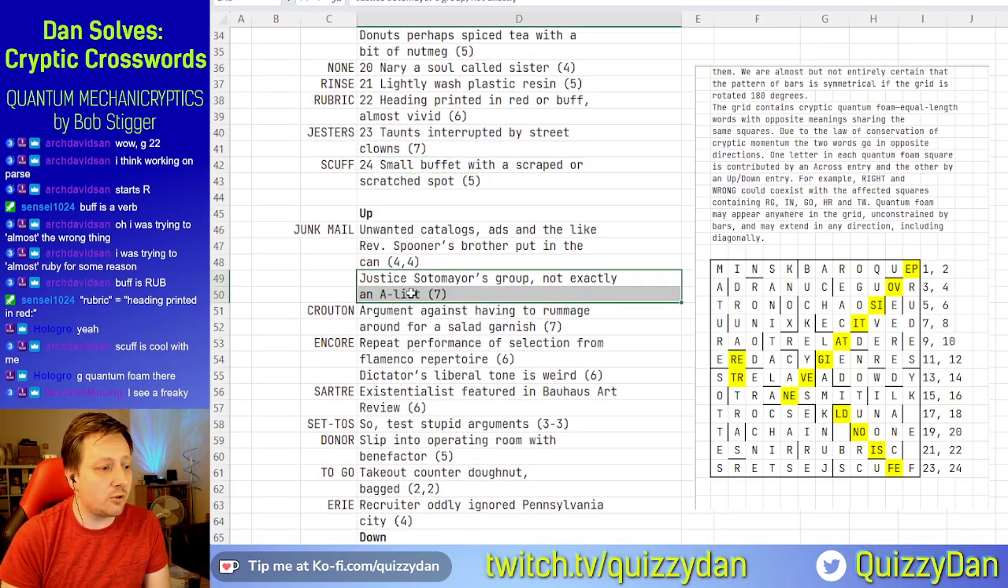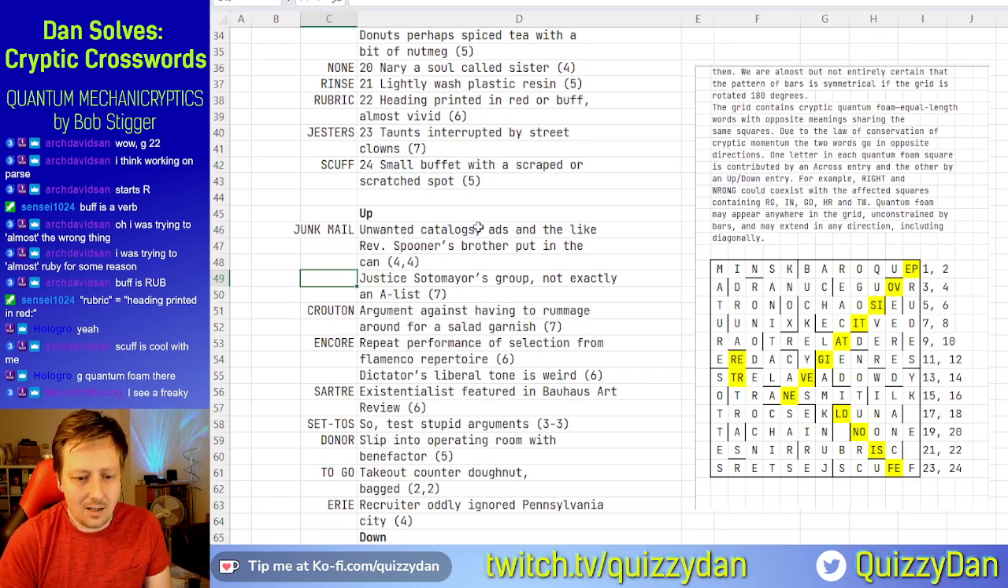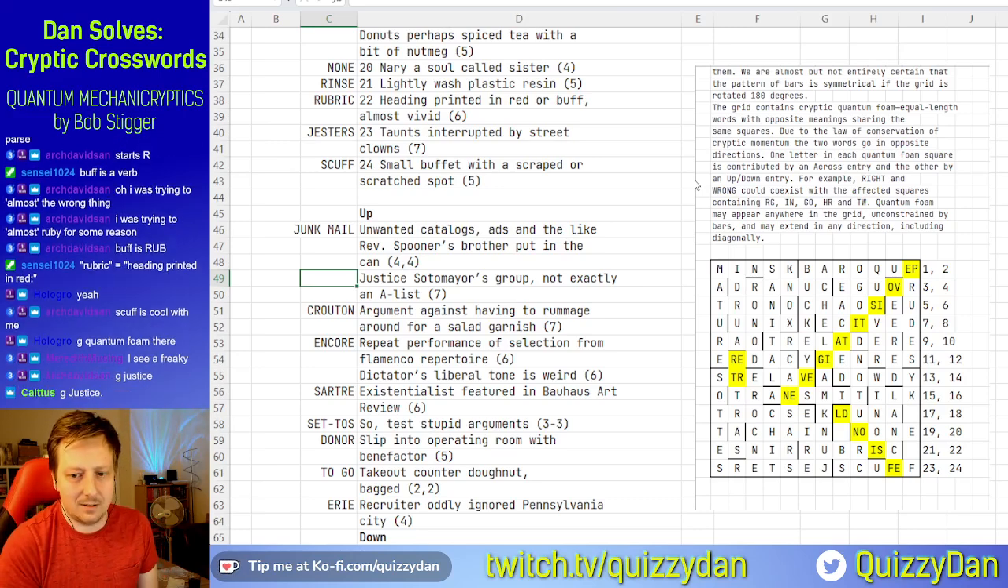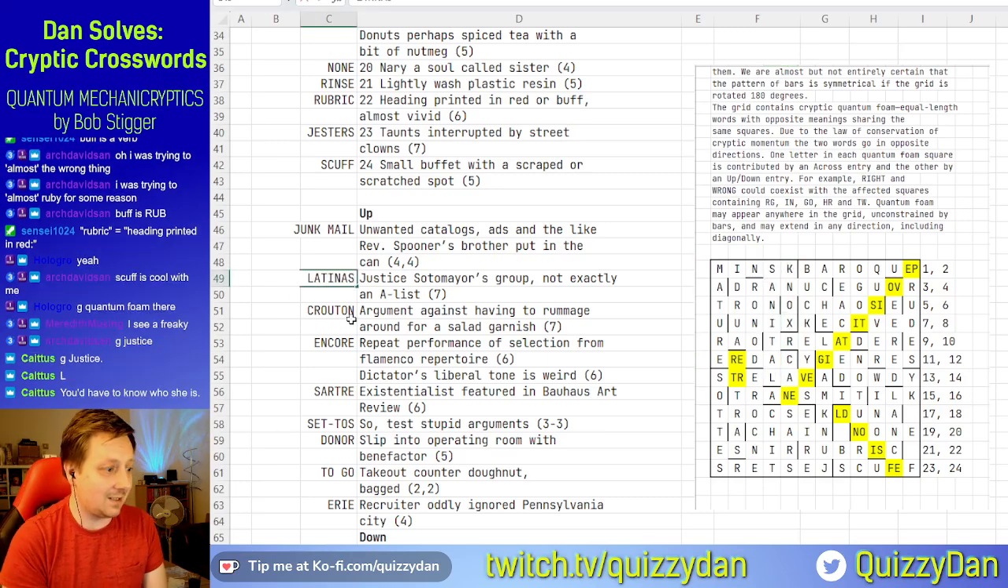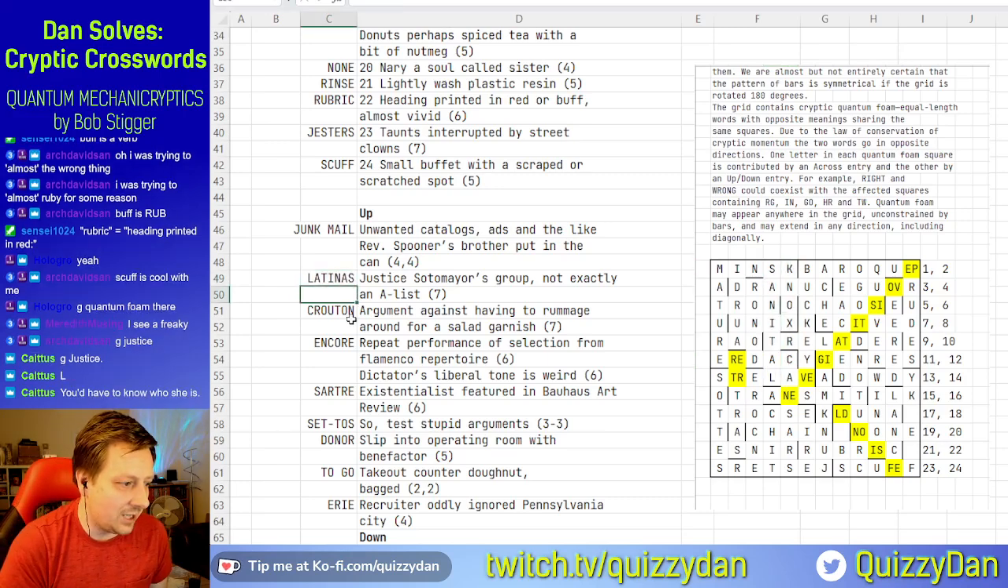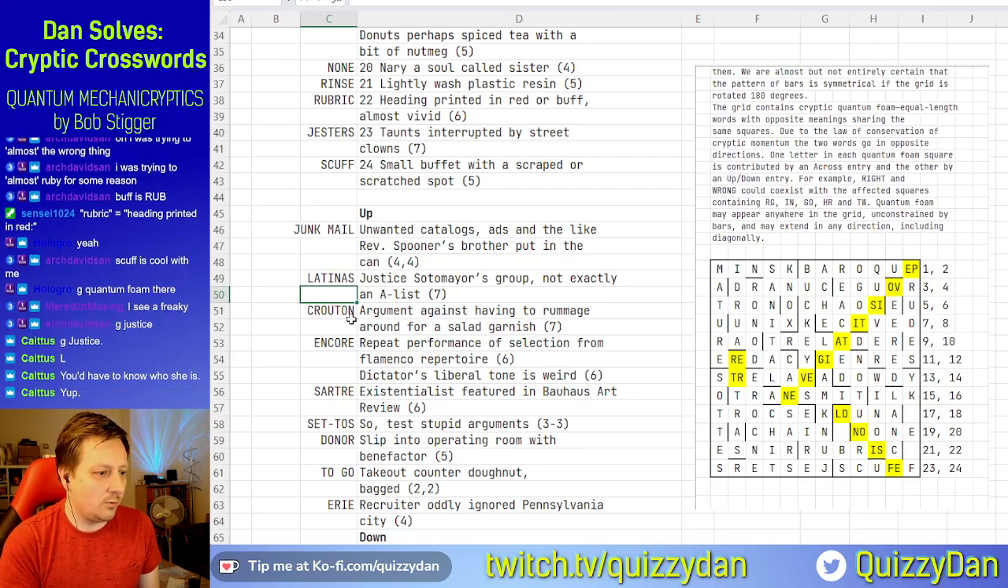So, Justice Sotomayor's group, not exactly an A-list. First letter, please, for that, because I know someone had it. Catus and Arch have got it. Seven letters. So, I mean, it's probably got to go Latinas. Okay, so is it just that, Latinas? Not exactly an A-list must be an anagram of an A-list.